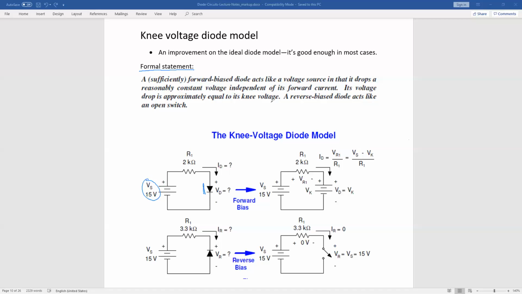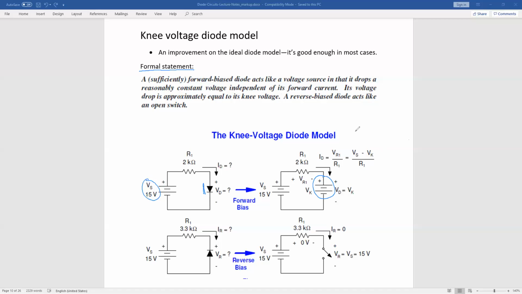So that voltage is approximately equal to its knee voltage, which would be for our silicon diode about 0.7 volts. And in this knee voltage model, a reverse bias diode acts like an open switch. So that remains the same as we saw for the ideal diode model, because that part of the model was working just fine. Okay, so the only difference here is that when we have a sufficiently forward biased diode, we model that not as a closed switch, but as a new voltage source.